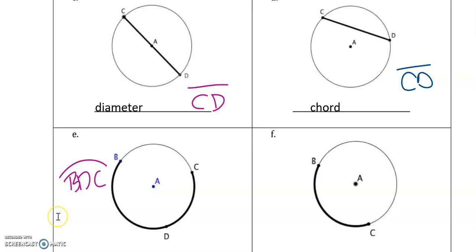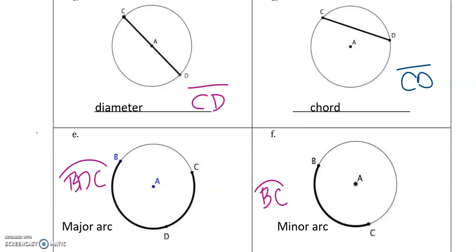It is a major arc because it is more than a semicircle. So since it's more than a semicircle, we have to give that third point so that people know what part of the arc we are talking about. In our last one, because it's less than a semicircle, we have a minor arc, and we could call that minor arc BC. Remember, if they only give you 2 letters, it can only be a minor arc.